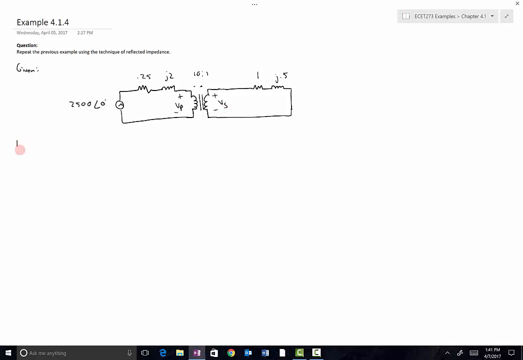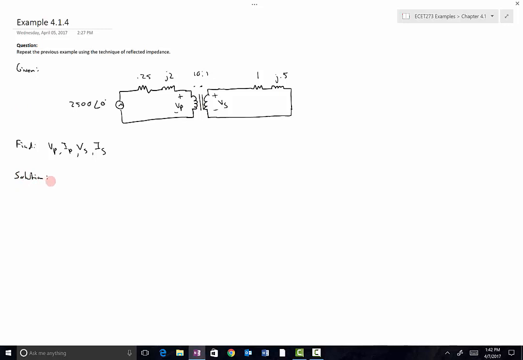We're again asked to find VP, IP, VS, and IS. And I guess technically we should verify that the voltages and currents multiply together to be the same, i.e. that the power is conserved through the transformer. We demonstrated that in the last example, so I won't do it again, because really all we're doing is demonstrating a different technique called reflected impedance.